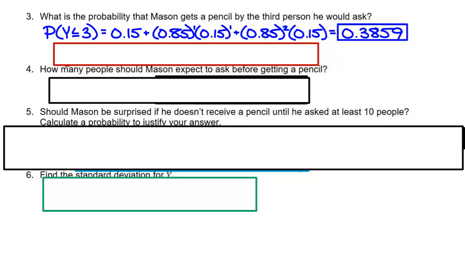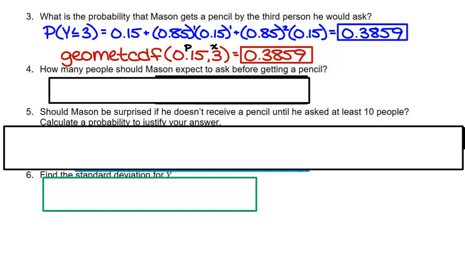0.386 or 3859, depending on where you rounded. If you rounded out to 3 decimal places, that's always fine. This is another one where we have a shortcut on the calculator. Since I want a less than or equal to, what do you think I could use here? I can use Geometcdf here. We have to give it 2 pieces of information again: probability and our x value.